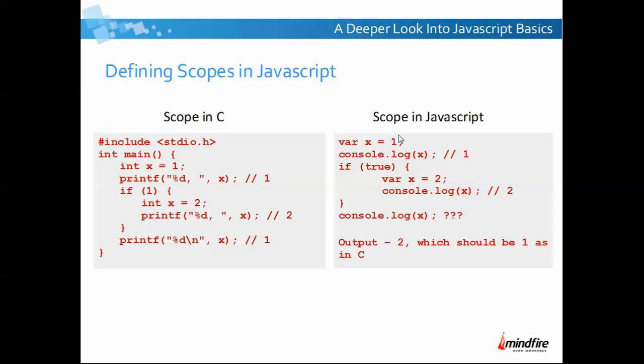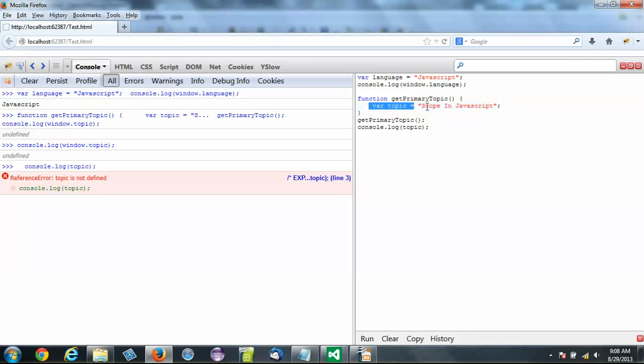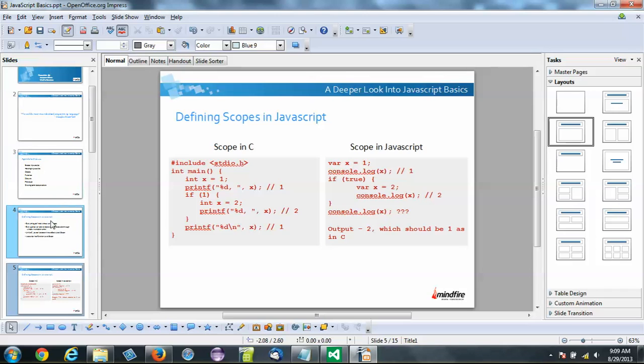We have function level scope, which we have seen in this code itself. You can see that this has a local scope and we cannot get this variable. So this is what happens in JavaScript, that it does not have a block level scope, but it has a function level scope. So we have to be careful while defining variables.